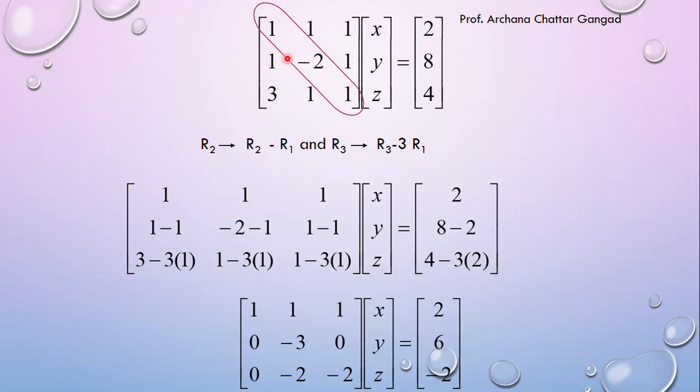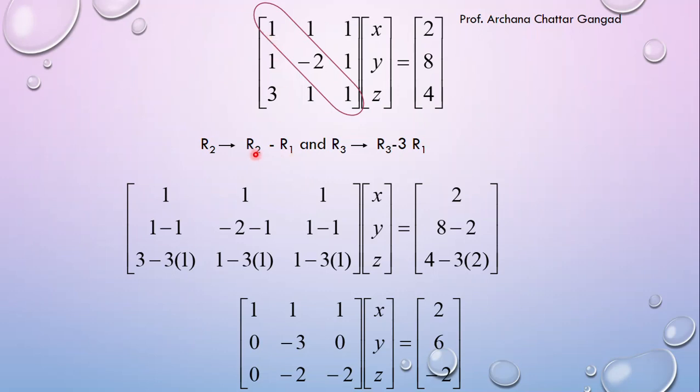अभी हमें ये diagonal के नीचे के सारे element zero करने हैं. So यहाँ पे zero लाने के लिए second row will be changed. R2 minus R1 operation कर दो, this number becomes zero. यहाँ पे zero करने के लिए third row R3 minus 3 times R1.